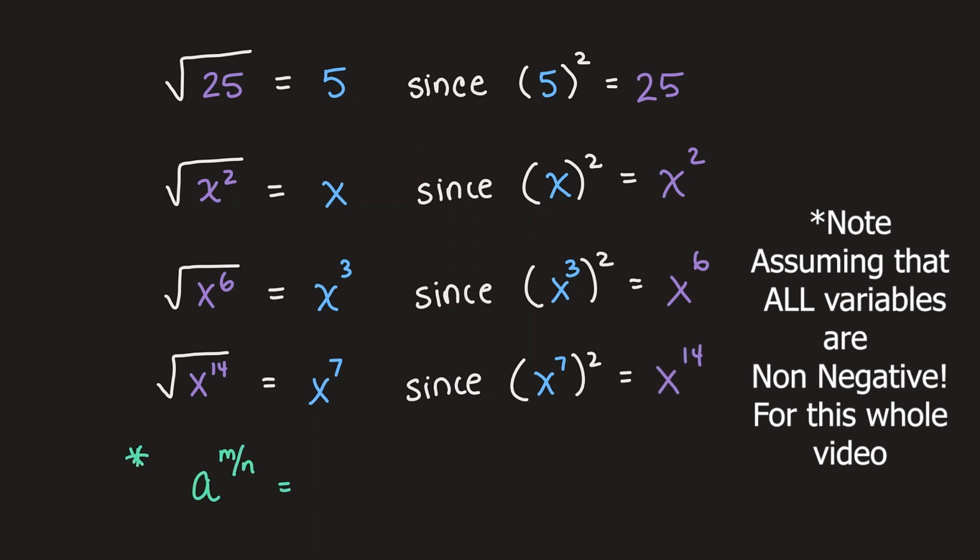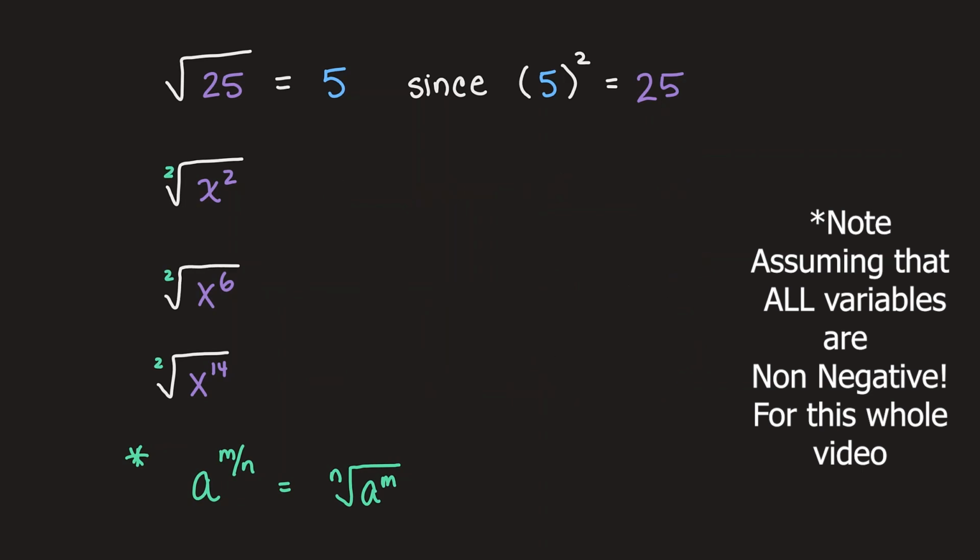Or we can also use the relationship between rational exponents and radicals and rewrite the square root of x squared as x raised to the 2 over 2. And simplifying the rational exponent, we get x to the first power, or simply x. And for the next one, we can rewrite this radical as x to the 6 over 2, and this simplifies to x to the third. And the same thing for the last radical, we can rewrite it as x to the 14 over 2, simplify the rational exponent, and we get x to the 7th.